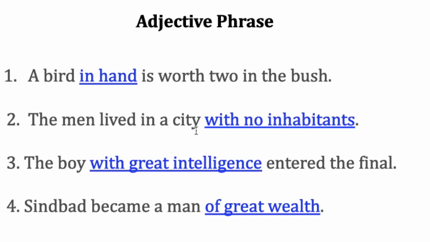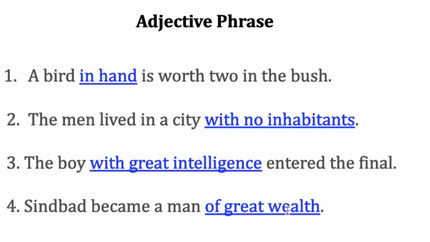So the men lived in a deserted city. The word deserted would have been an adjective, but the same word deserted has been expanded into a group of words, with no inhabitants. So with no inhabitants is the adjective phrase. The boy with great intelligence entered the final. What sort of boy? With great intelligence. It's a group of words which is acting as an adjective, an adjective phrase.